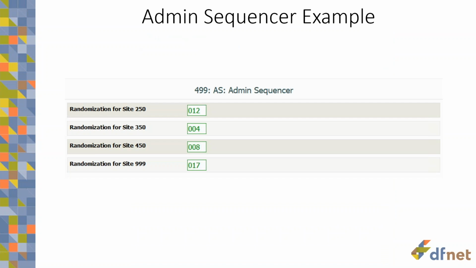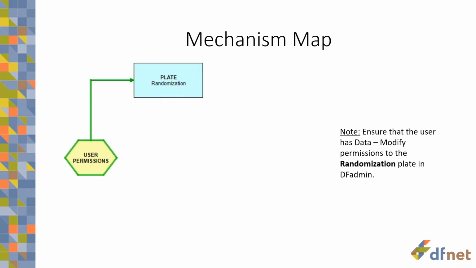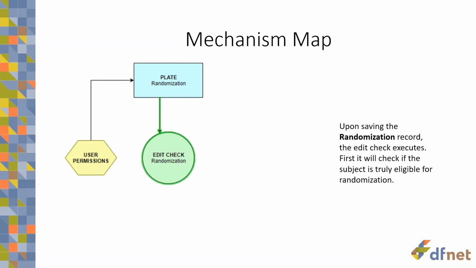The other important plate is the admin sequencer. So this is a plate that holds information of exactly how many people have been randomized in every single randomization table. So if you are randomizing people to different values depending on their gender or their age or what site they're from, this form is the one that tracks how many people have been randomized in each site or cohort.